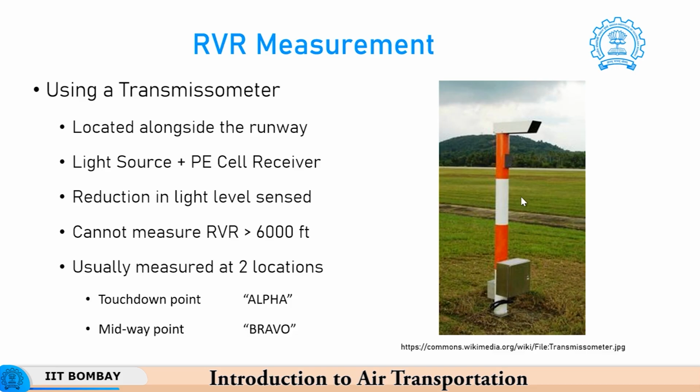RVR is usually measured at two locations: the touchdown point, where it is called alpha, and the midway point, where it is called bravo.